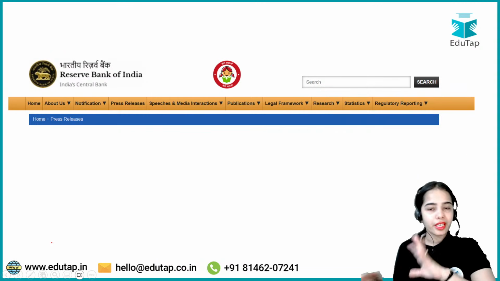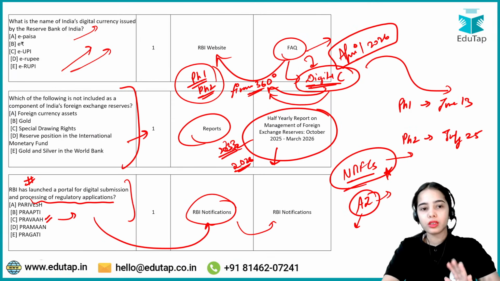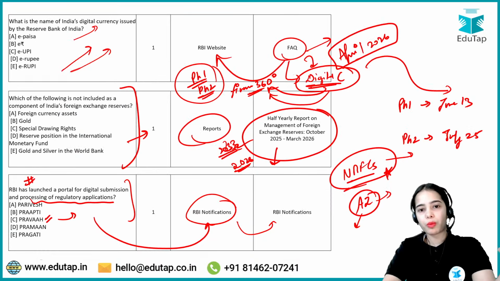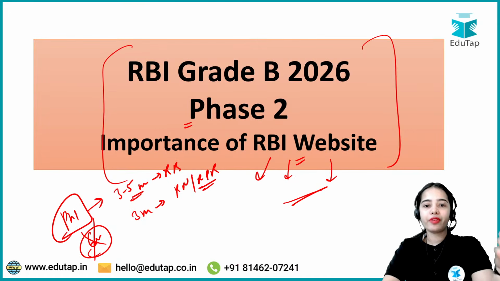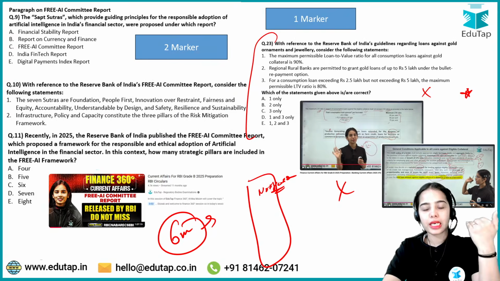Chalo. Any confusion, anyone? I have shown you the questions for your phase 1, like what kind of questions have come in phase 1. There were nearly 8 questions, 7 to 8 questions were from the RBI website. Okay. Then we have seen the questions from phase 2. Okay, what kind of questions have come in ESI?